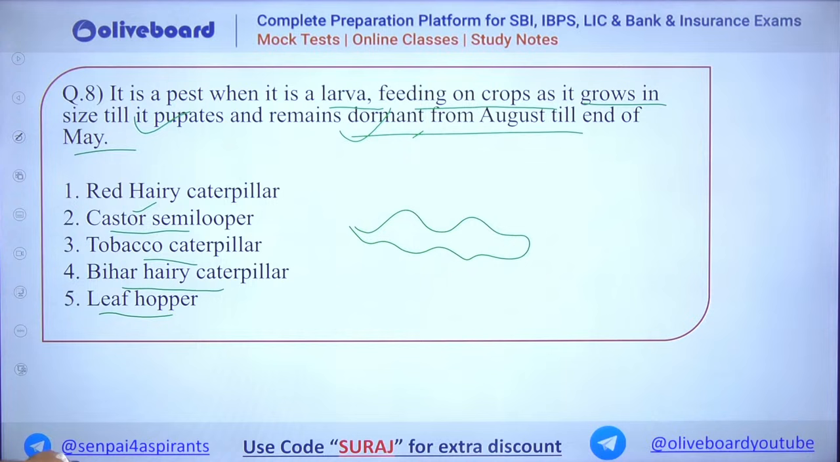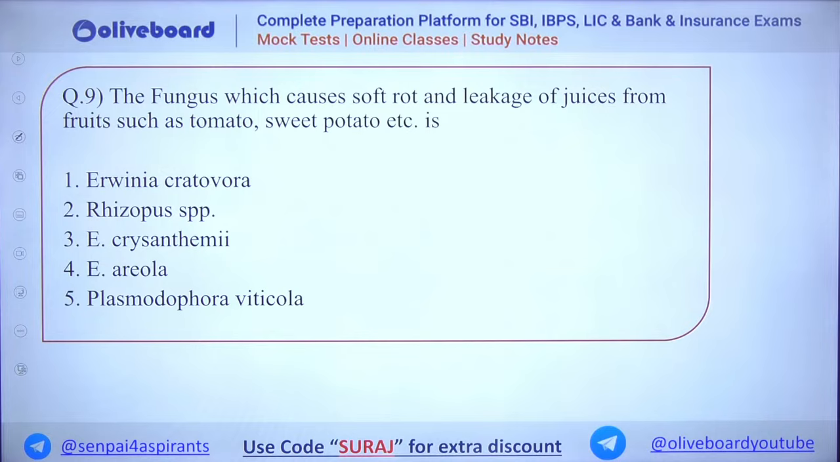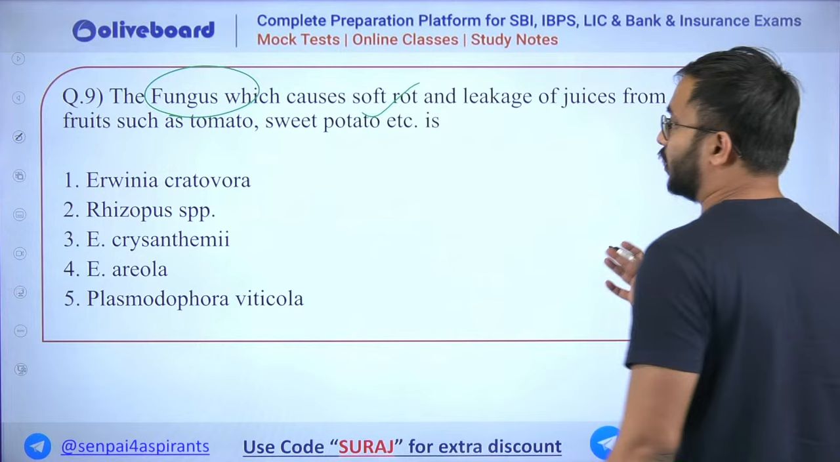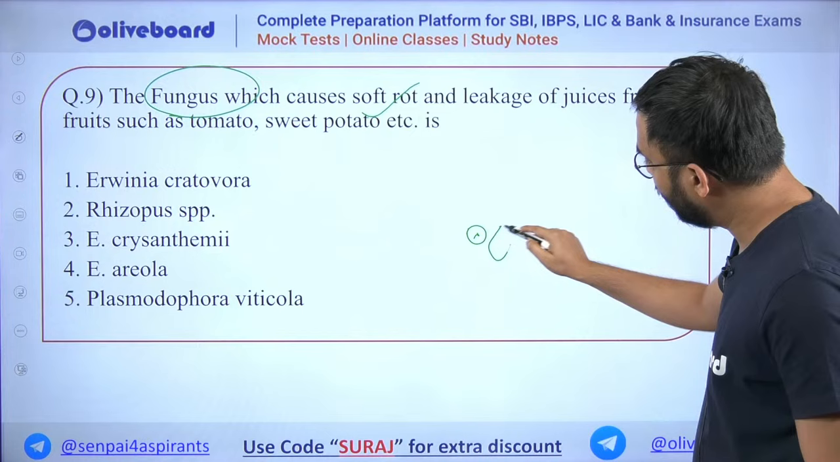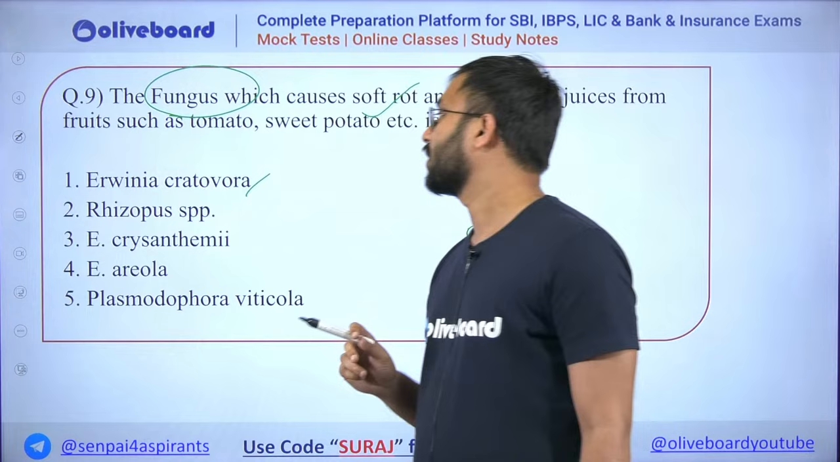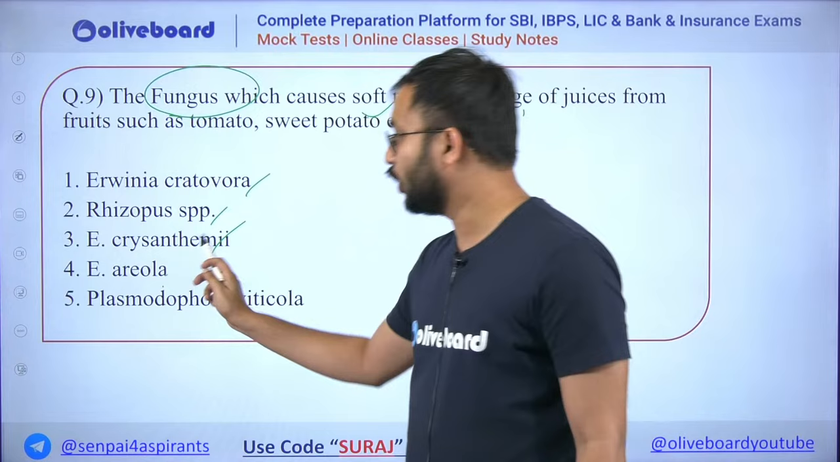Next question, the fungus which causes soft rot and leakage of juices from fruits such as tomato, sweet potato, etc. is called what? This is a fungus species which, when it results in fungal infection, causes soft rot. Soft rot in the sense, it will cause a hole in a fruit, a small spot in which rotting will start. And from that hole, leakage of the juices of different fruits or vegetables will start. Now, is this fungus Erwinia carotovora, Rhizopus stolonifer, E. chrysanthemi, E. areola, or Plasmodiophora viticola?